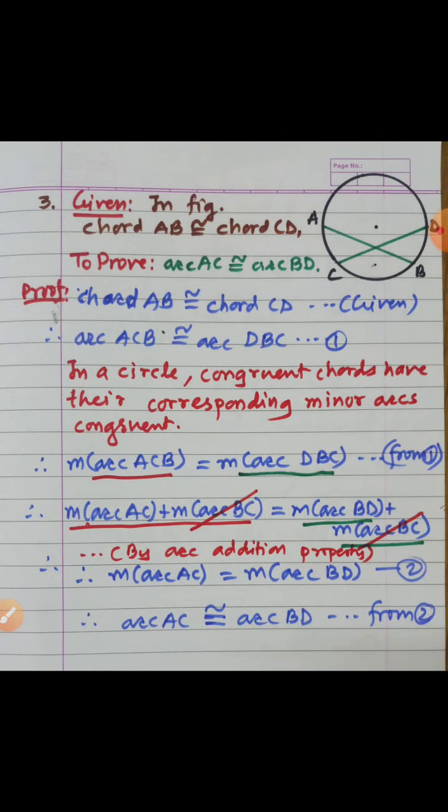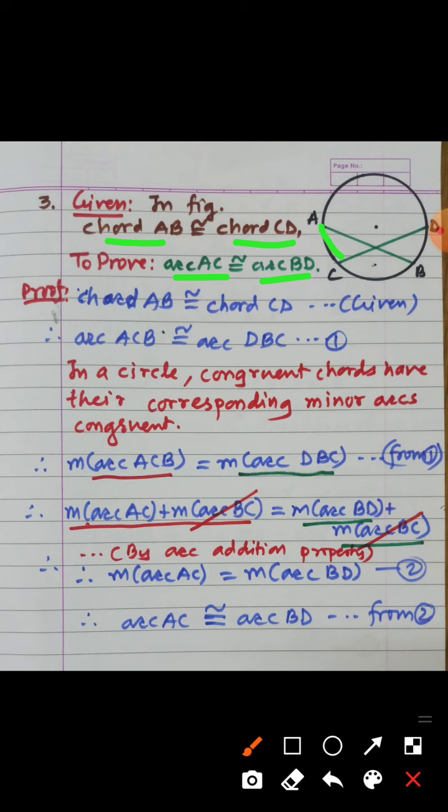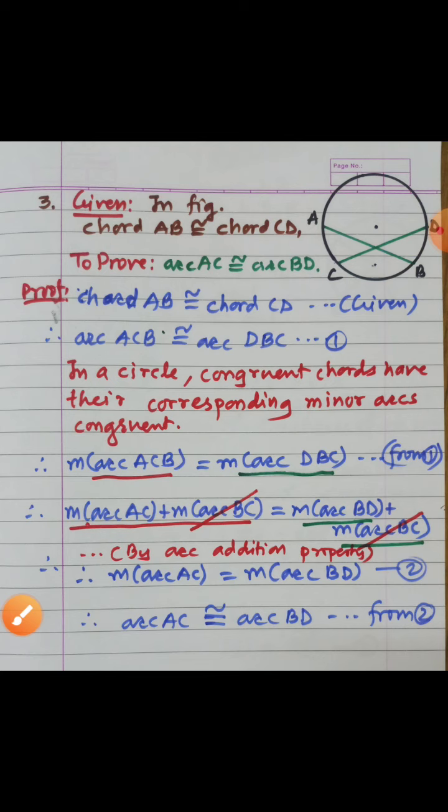Now question number 3. In the figure, chord AB is given congruent to chord CD. We have to prove that arc AC is congruent to arc BD. So these two arcs are congruent. That is what we want to show. So let us show it.